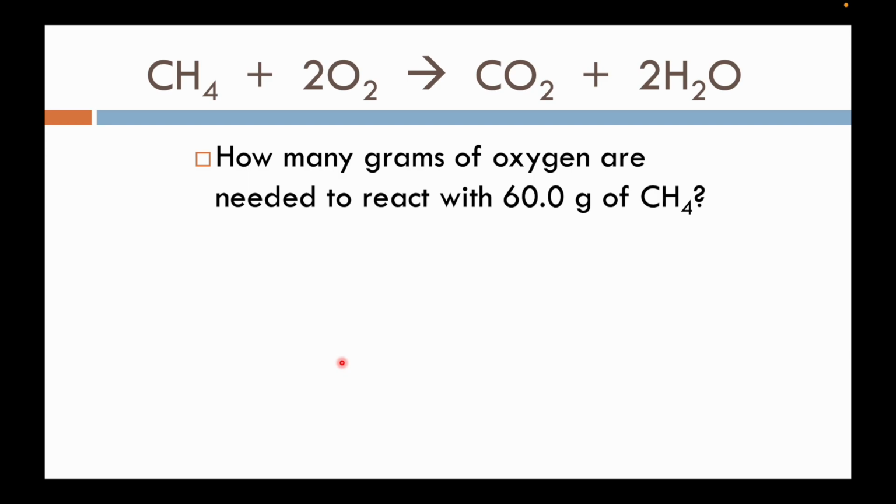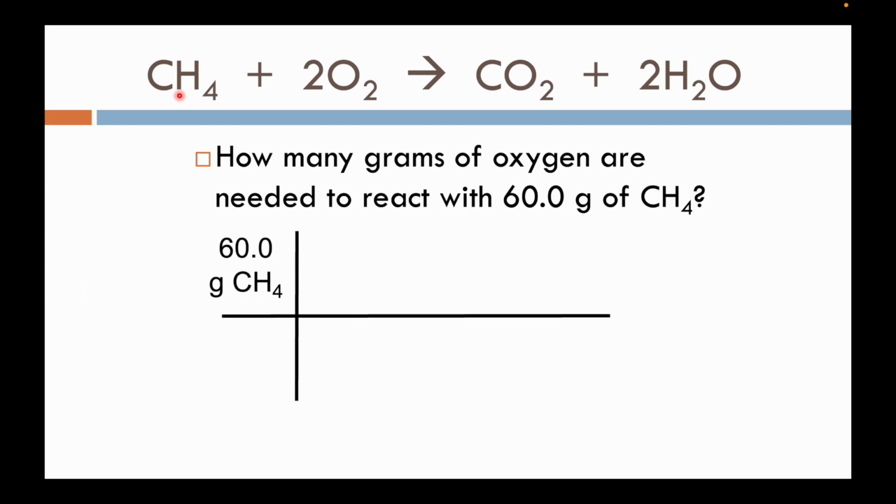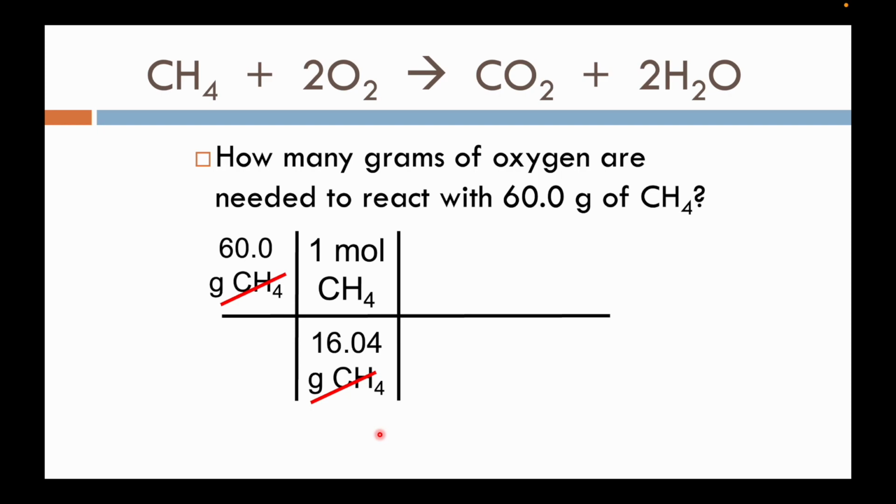Here's another grams to grams, but in this case, we're going to use both reactants. You'll notice the process is still the same. I want to know how many grams of oxygen are going to be required to react with 60 grams of methane or CH4. Start with the 60 grams of methane and find out how many grams per mole of methane from the periodic table. Grams of methane cancel, and it's time for the molar ratio of 1 to 2.